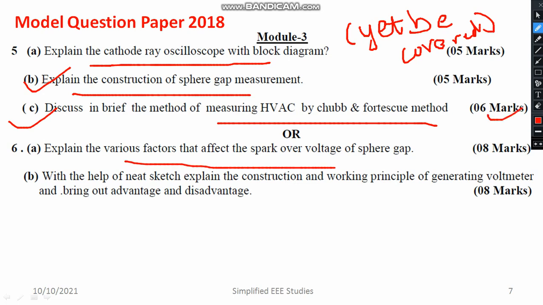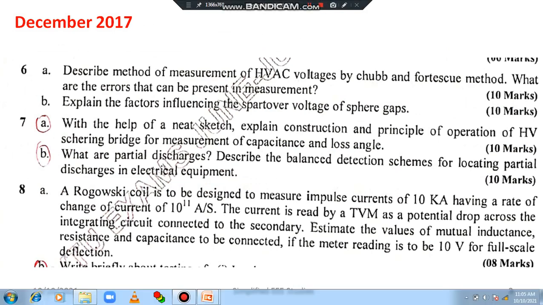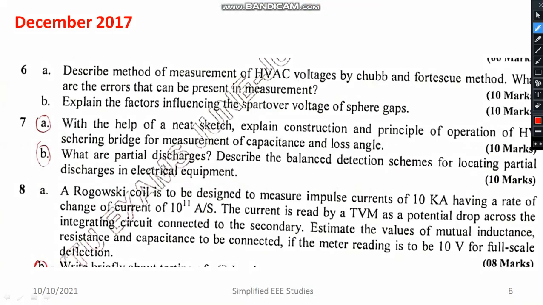Then various factors affecting the spark over voltage of a sphere gap. Then I have explained the generating voltmeter, that is also very clearly explained. And these are the questions which I found in 2017. In the year 2017 I found the Chubb and Fortescue method, that's a repeated question. Another one, spark over voltage, what are the factors influencing spark over voltage, that's also been repeated.